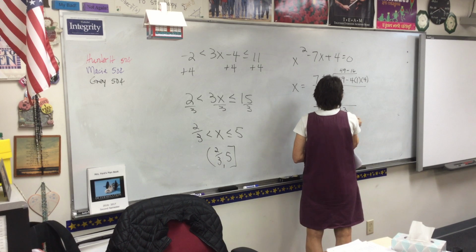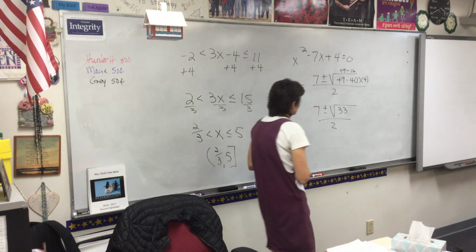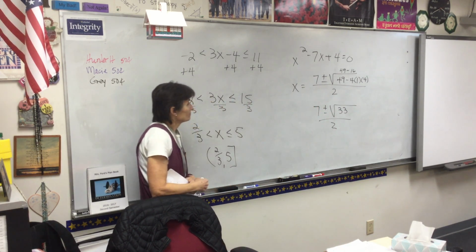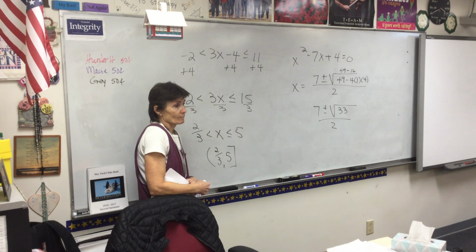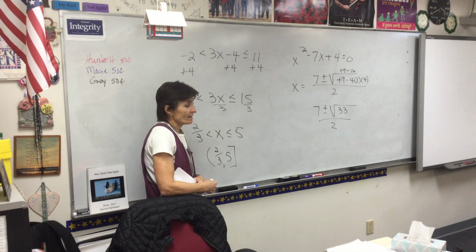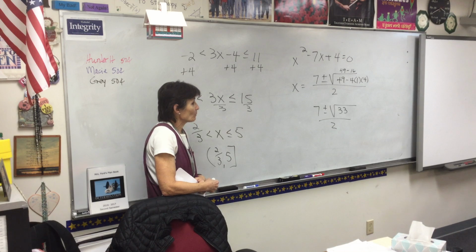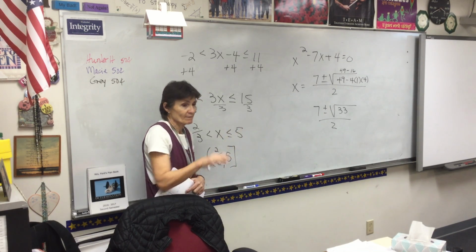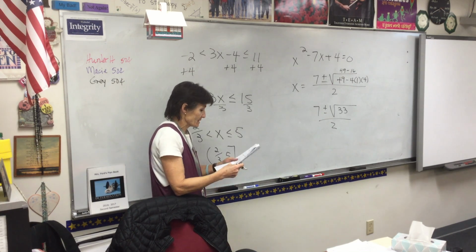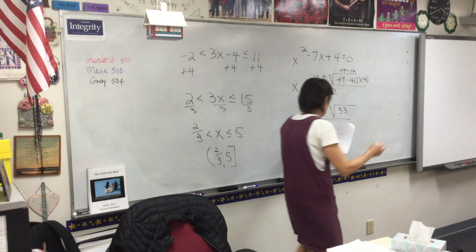33? Does 33 break down? No. It is 3 times 11. But remember, you have to have 2 of something. And you have 1 3 and 1 11, so we're done. That's it. That's the answer.